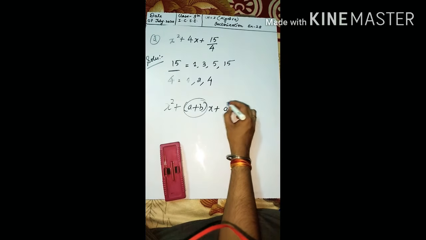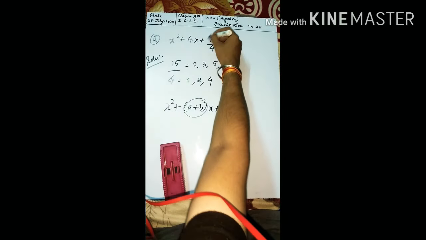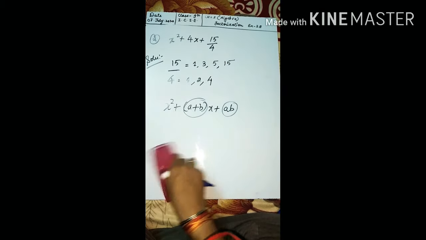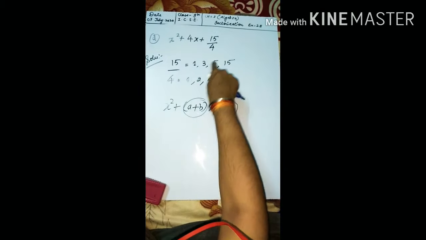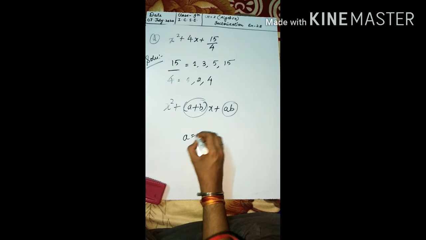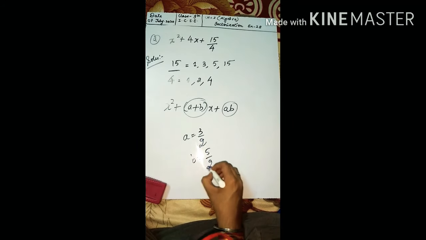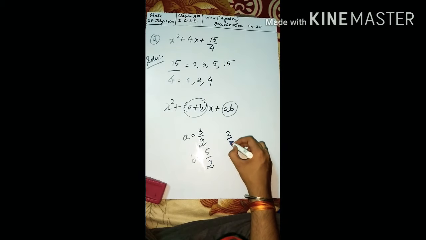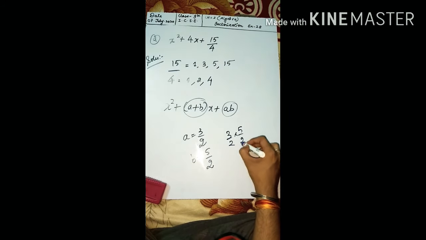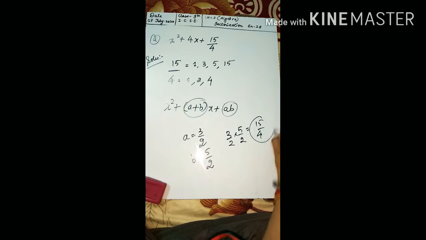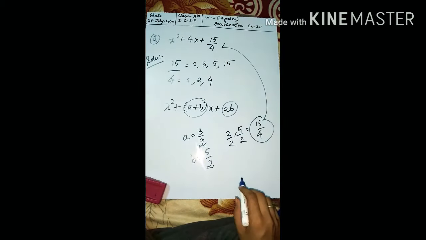So just to get ab, that means for finding 15 by 4 as a result of multiplying two terms, can we take 3 by 2 and 5 by 2? If I take a as 3 by 2 and b as 5 by 2, and multiply these two, 3 by 2 into 5 by 2, 3 5s are 15, 2 2s are 4. Yes, we are getting 15 by 4.